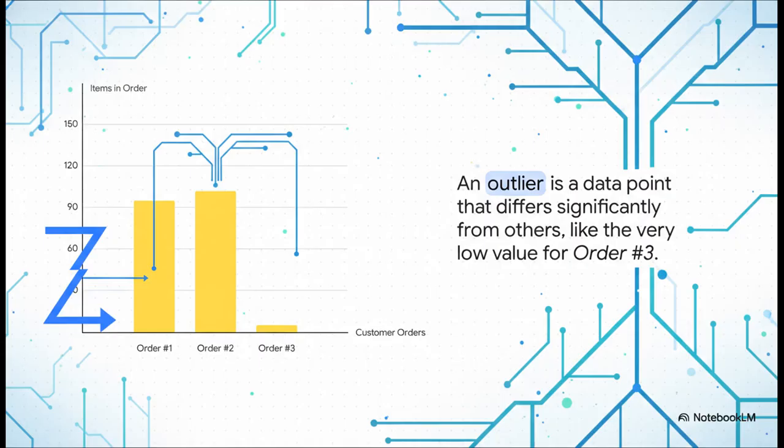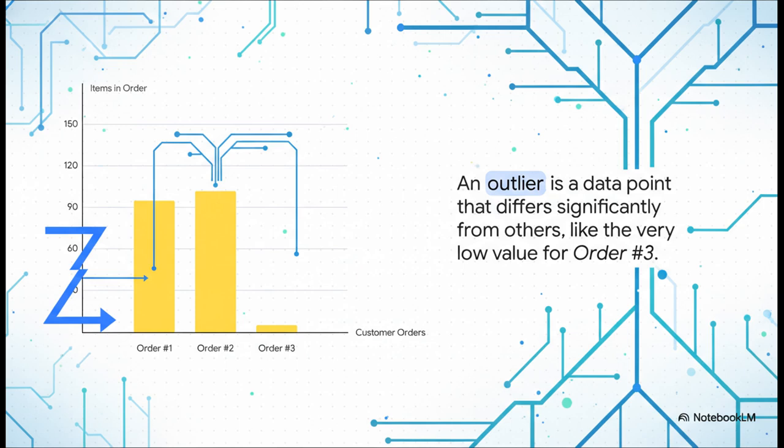This chart is a great visual. Orders 1 and 2 are in the same ballpark, but that order 3 value of 5 is way off. It's an outlier. Now, a script won't just look at this and guess. It can use a method like the z-score, which basically measures how many standard deviations a data point is from the mean. If a point is, say, more than 3 standard deviations away, it gets flagged.